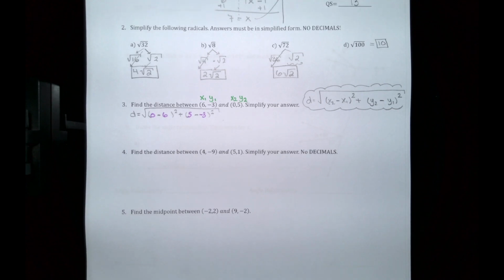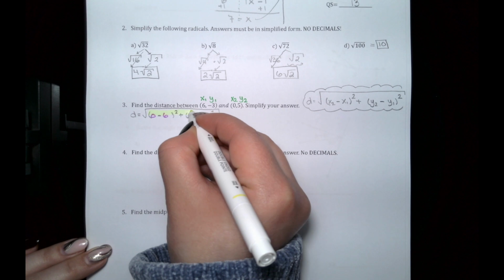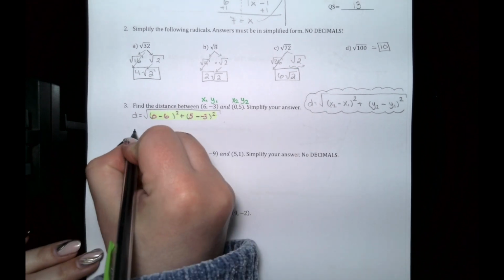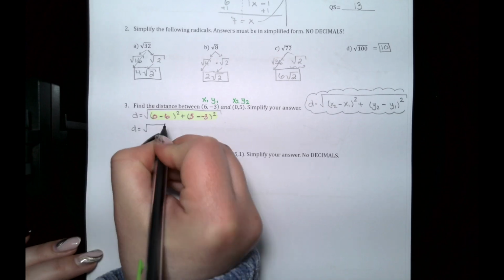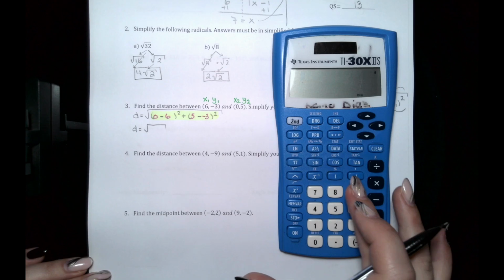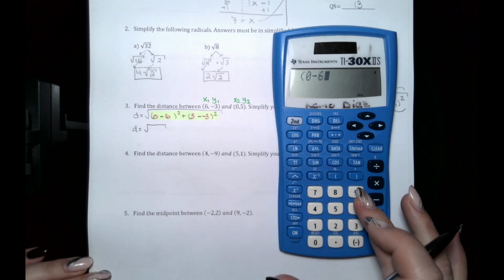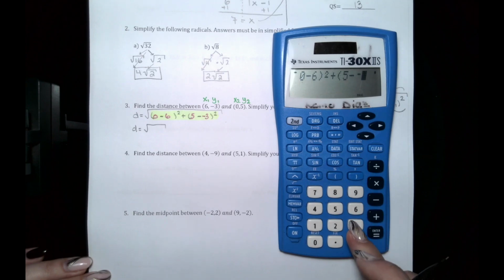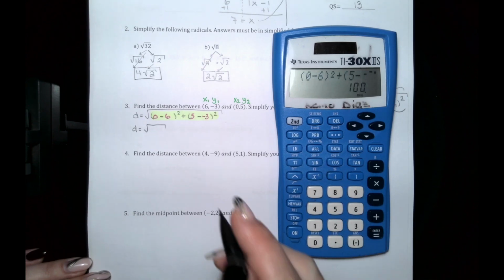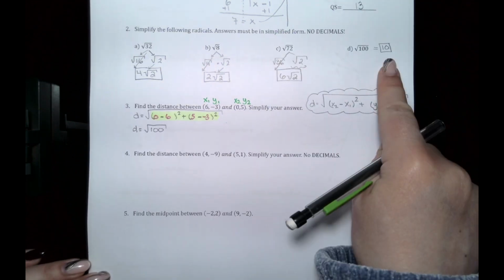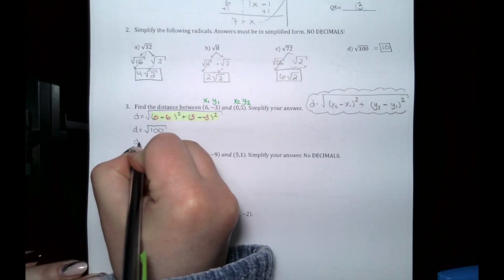Once you write in your values, the next step is you're going to type this into the calculator, only the inside without the radical. So immediately, without even touching my calculator, I know that my next step is still going to have that square root. So I'm going to pick up my calculator, open 0 minus 6, close it, square it, plus open 5 minus negative 3, close it, square it. I'm going to press enter. This gives me the square root of 100. And we actually just did that question here. Square root of 100 is 10.